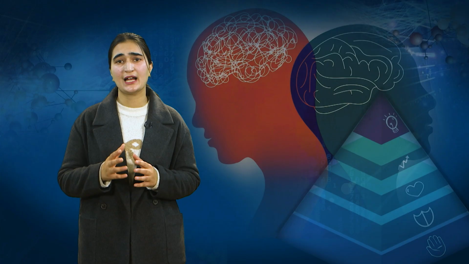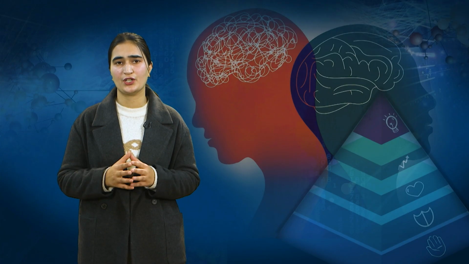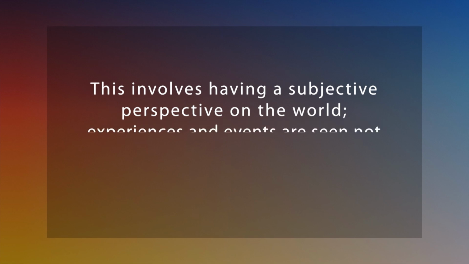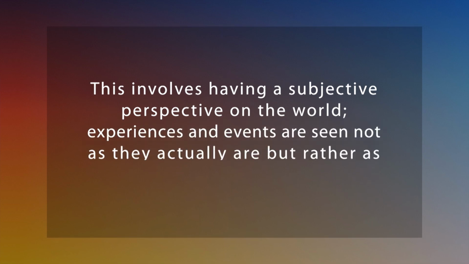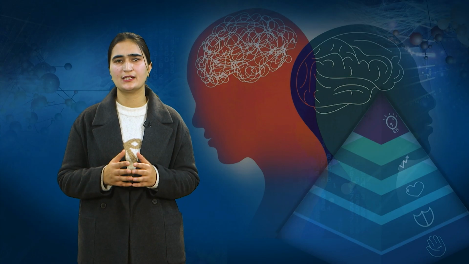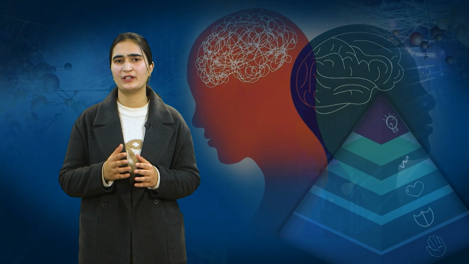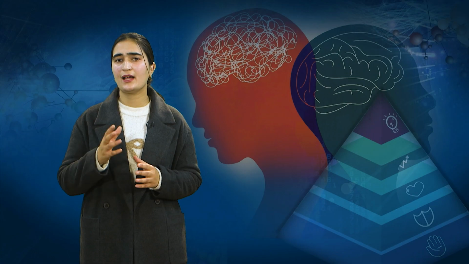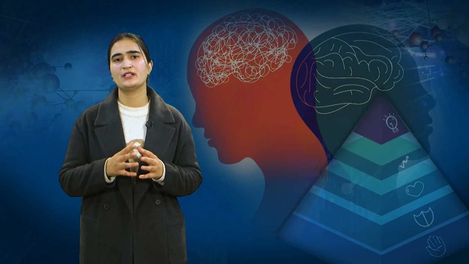Irrationality is a less ideal way of creating a frame of orientation. This involves having a subjective perspective on the world. Experiences and events are seen not as they actually are, but rather as the individual would like them to be. Unfortunately, this viewpoint distances the individual from reality. In Fromm's perspective, there are healthy and unhealthy ways to meet each of these five needs.